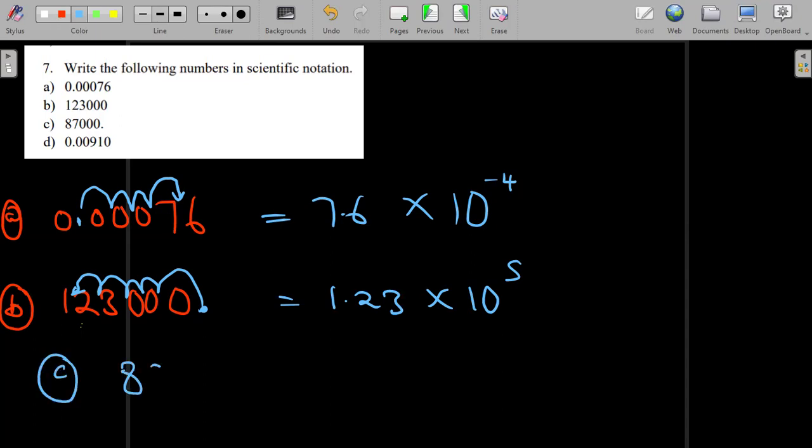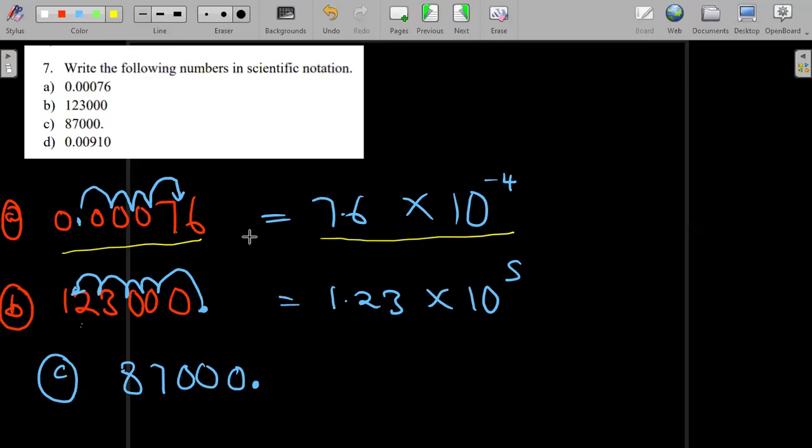We have 8700. Okay, it's 8700 with a point that they are showing. They are clearly showing this point in that number. Maybe I forgot to mention: when you are changing numbers into scientific form, make sure that the number of significant figures you had is the same as the number of significant figures in the scientific notation.